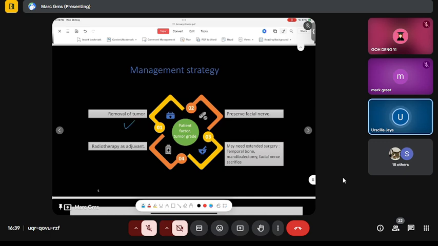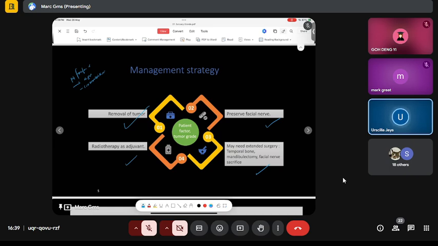Okay, so the management strategy, like I said, is based on patient factor and tumor factor. When you say patient factor, you say the age, the comorbids of the patient, and whether the patient is fit to go under a long surgery, because this will definitely take at least more than 4 hours. Okay, the risk of GA. And the tumor and the grading. The tumor per se, the extent of the tumor, whether it's operable or not, whether it is encasing the major vessels, and how much it has eroded the base of skull.